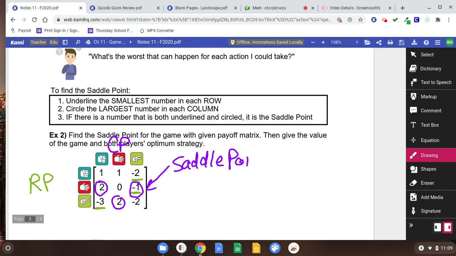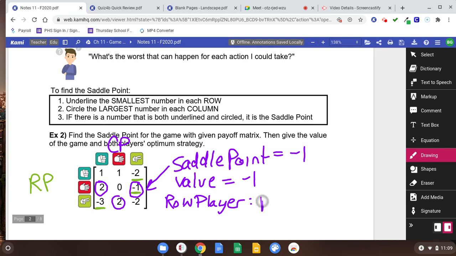So we have a saddle point of -1. That tells me the value of the game. The value of the game is -1, and both players' optimum strategy: I know the row player will play paper every time, and the column player will play scissors every time.